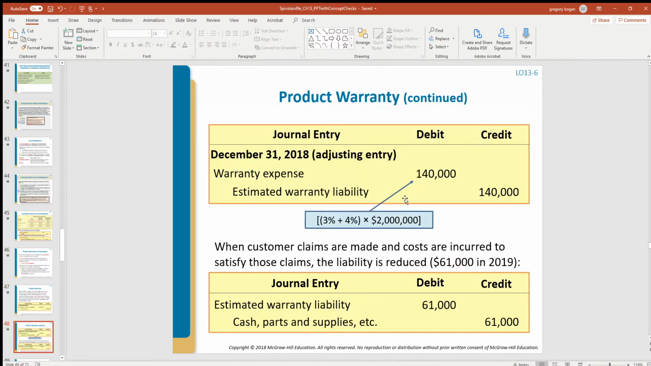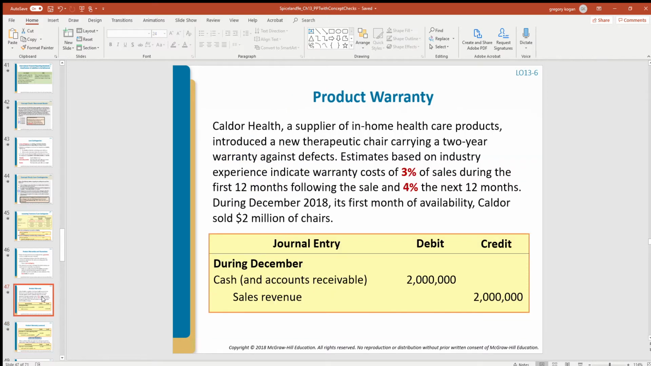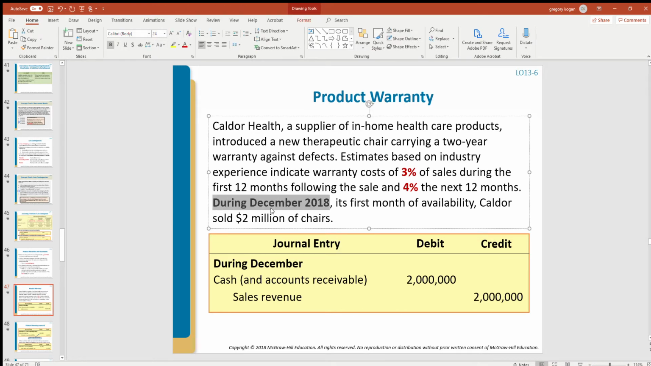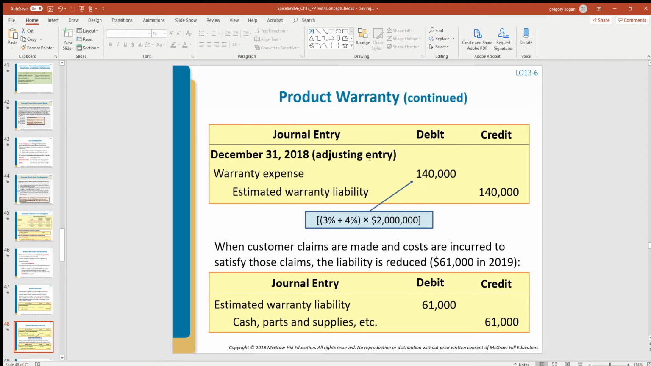But then what happens? December 31, 2018, adjusting entry, what we have is 2 million times 3 plus 4%, right? And this is an accrual basically, because the business is starting, and it started in December of 2018. So we have an adjusting entry right away. We're going to book the warranty expense in advance: warranty expense and estimated warranty liability, because it's going to be at 7%.